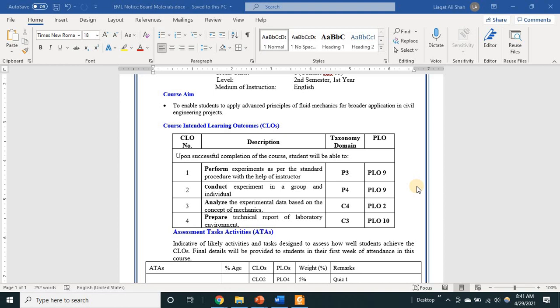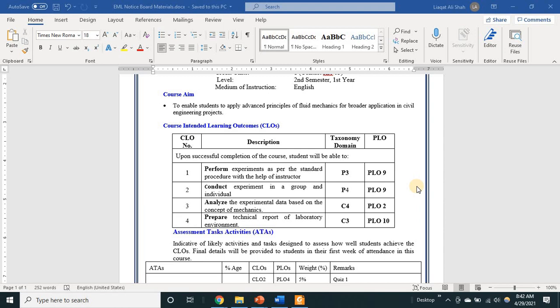Similarly, the cognitive domain is related to writing skill, your knowledge about a topic, how you explain a topic, whether you understand a topic or not, and how you explain your ideas and thoughts about that topic in writing. The first 2 CLOs are linked with PLO 9, the third one is linked with PLO 2, and the last one is linked with PLO 10.